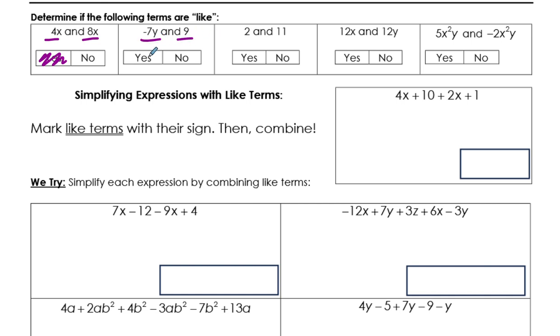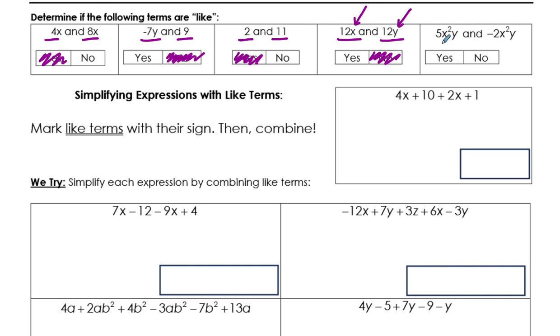-7y, just the number 9. Those are not like terms. One has a variable, one doesn't. I can't put those together. The numbers 2 and 11, those are both constants. I can add 2 and 11 together. Those are definitely like terms. 12x, 12y, same coefficient, but that's not what I'm looking at. That's got a y, that has an x, that has a y. Nope, those are not like terms.